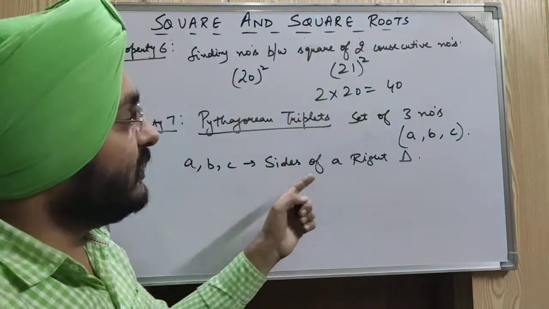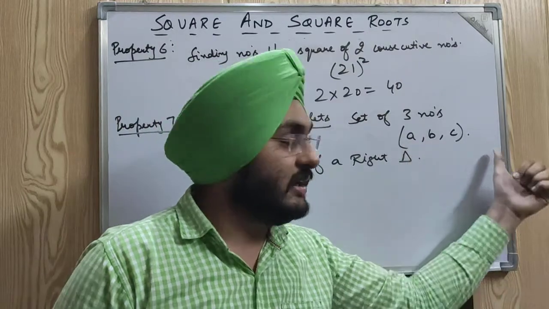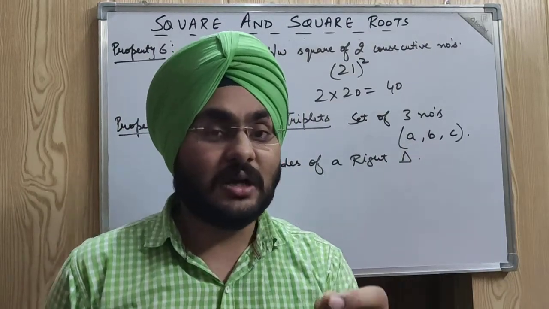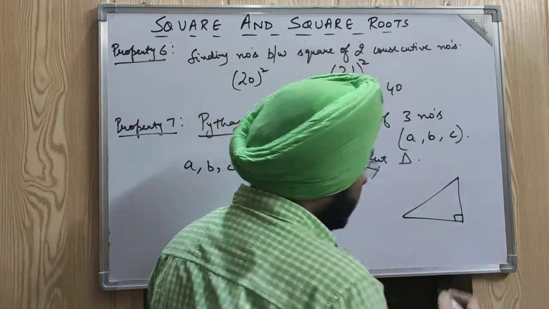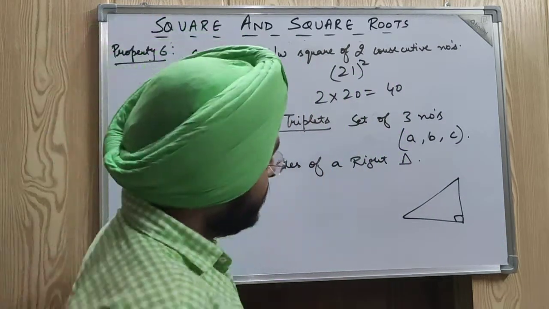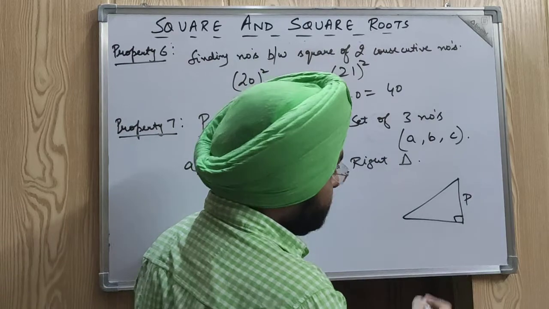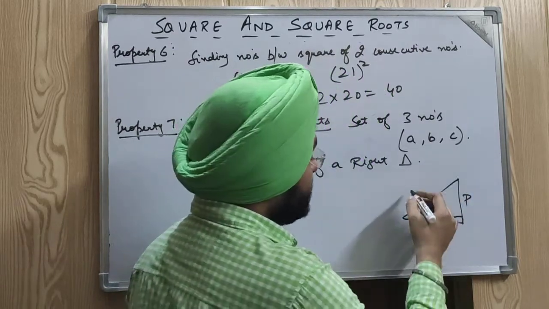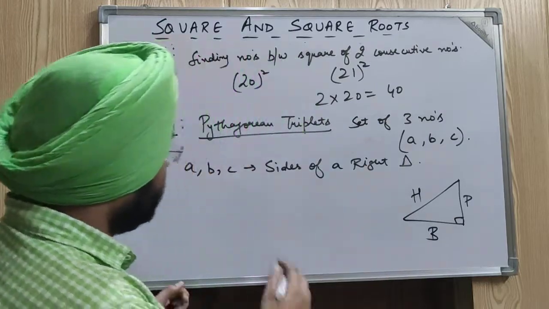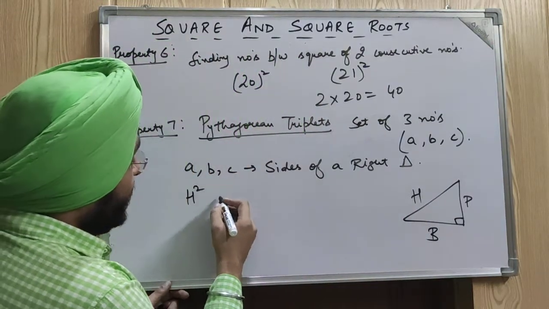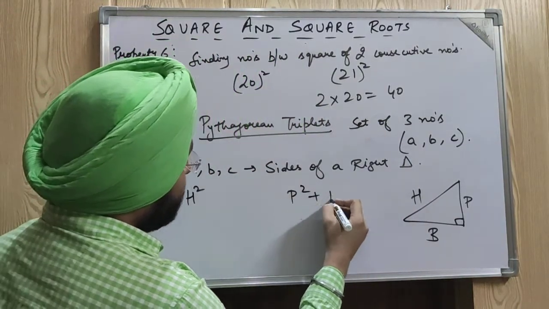Now how do we check whether these given 3 numbers are Pythagorean triplets or not? In the previous standard, class 7, you learned about the Pythagoras theorem. Here this one you take as the perpendicular, this one as the base and this one as the hypotenuse. And you have learned about this: h square equals p square plus b square.